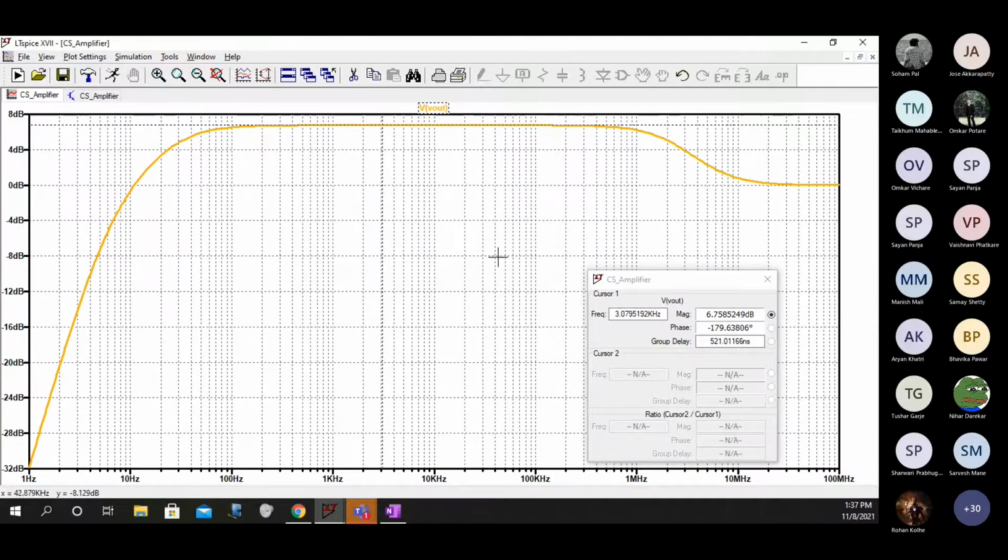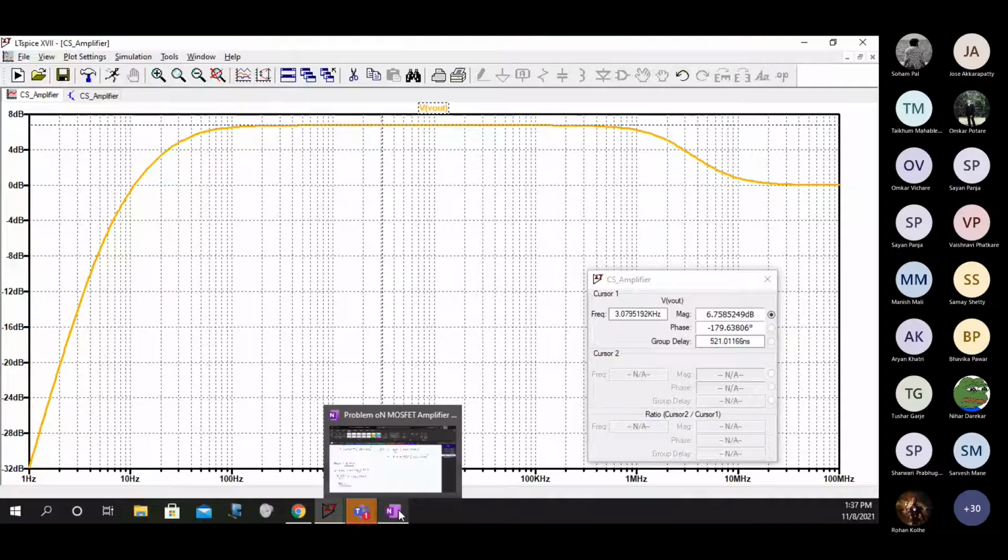So again, I'm just putting everything in dB. Now why are we plotting in dB? Because we have to calculate bandwidth. So we have to arrive at a 3 dB point, and that 3 dB point is going to be crucial for us. So that's why we are plotting in dB.